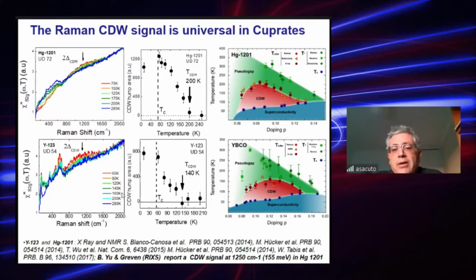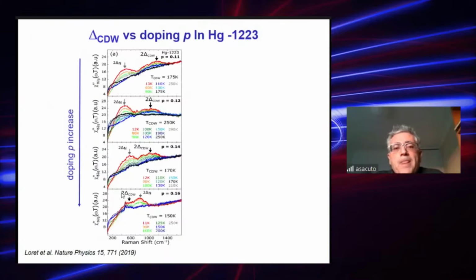Now we can go further. By looking at the maximum of the energy of this peak, we can determine the energy of the charge density wave. So we define the energy scale of the charge density wave as the top.